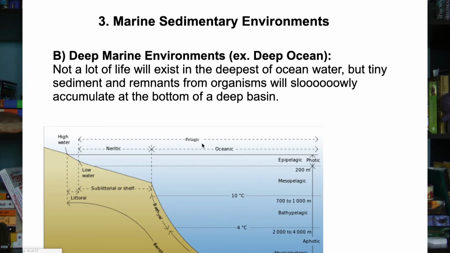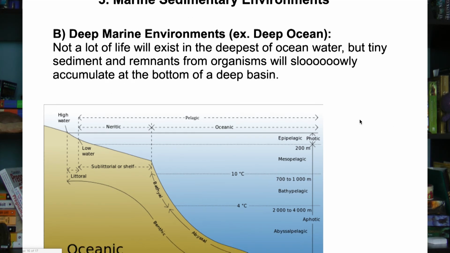Deep marine environments, you're only going to find pretty much shale, because those deep marine environments are just going to have the tiniest little sediments ever so slowly settling to the bottom and eventually forming shale.